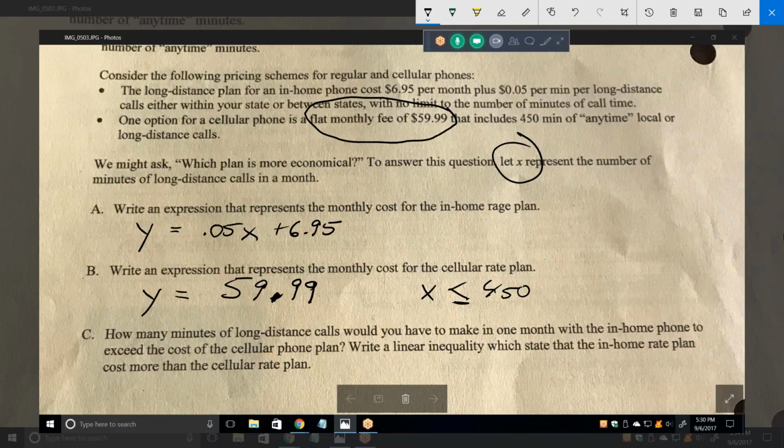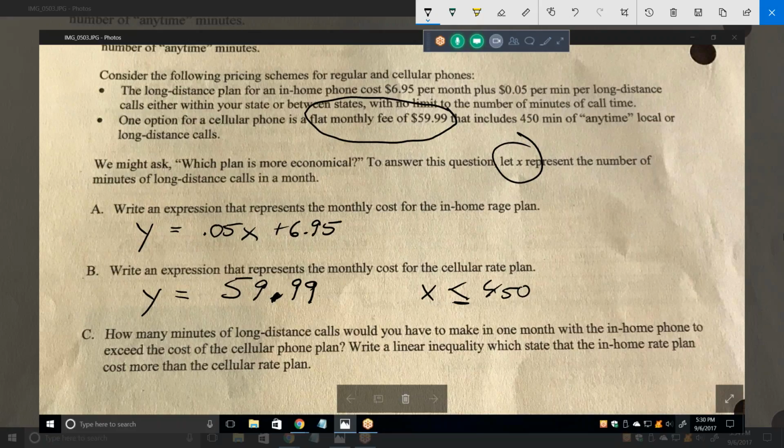All right. And then it says, which plan is more economical? Well, we're comparing y with y. Okay. So let's read C. How many minutes of long distance calling would you have to make in 1 month for the cost to exceed the cell phone plan? So what kind of an equation can I write for that?